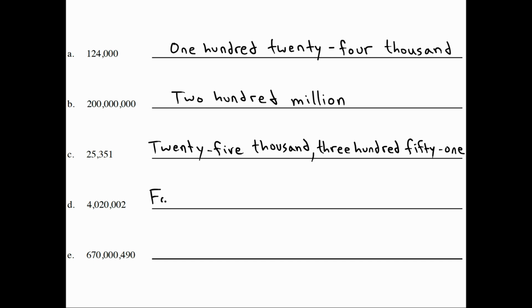Here we'll start with 4. And this 4 is in the millions period. So we have 4 million, comma. Then I'll write 20, but that 20 is in the thousands period, so let's write thousand, comma. Now we can say the final sequence, which is just 2. 4,020,002.